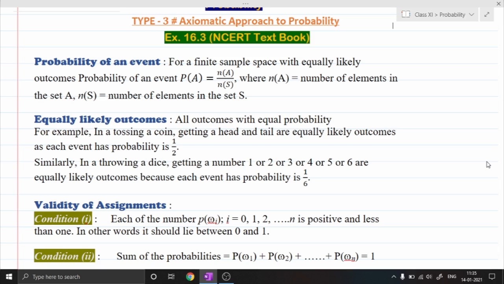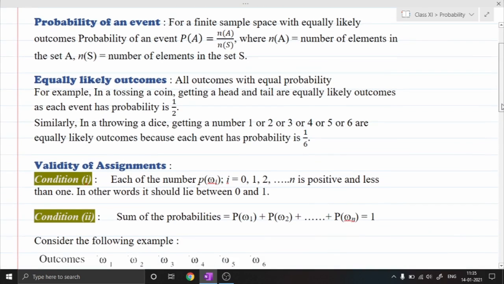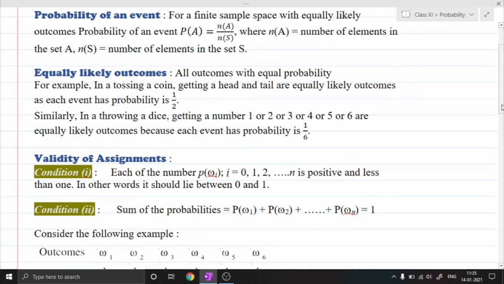Similarly, suppose you throw a dice. If I ask you the possibility of getting 1, 2, 3, or 4, 5 or 6, each and every possibility will be 1 by 6. So this will also be called equally likely outcomes.